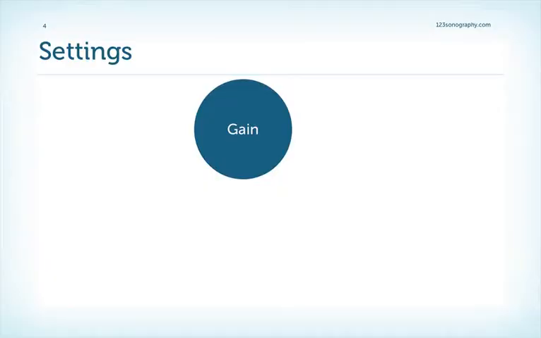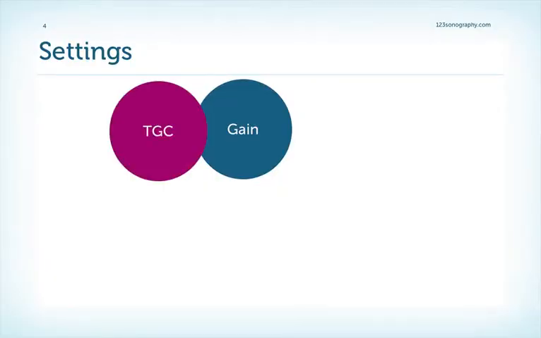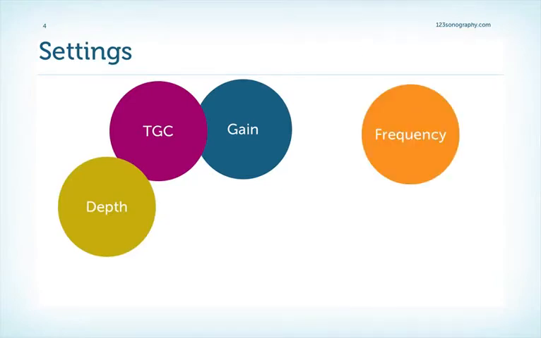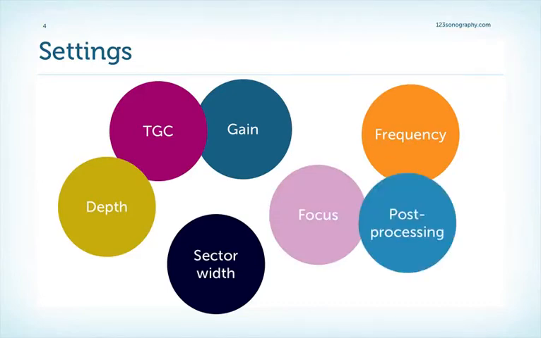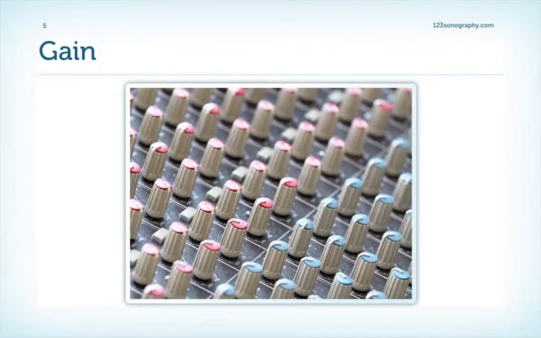Okay, but let's now talk about the main settings that you should consider when you perform echocardiography. The gain, the time gain compensation, the depth, the frequency, the sector width, the focus, and finally post-processing. Let's start with the gain.